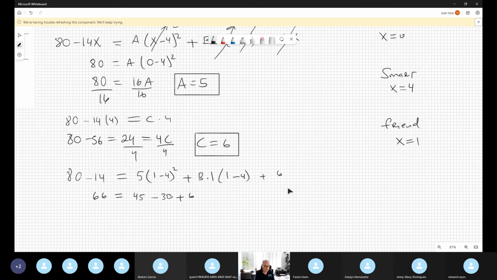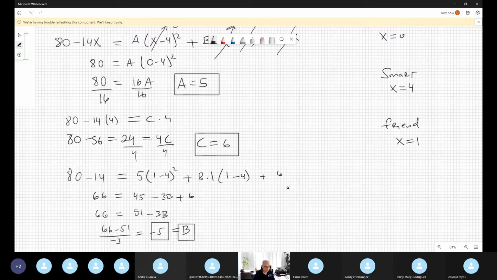Well, you combine. 45 and 6 together is 51, no? Minus 3b. Therefore, b alone is 66 minus 51 divided by negative 3. The answer is negative 5. This is the b value.